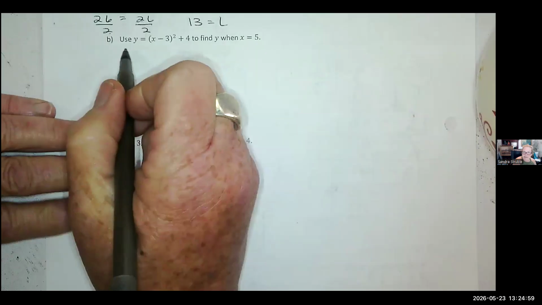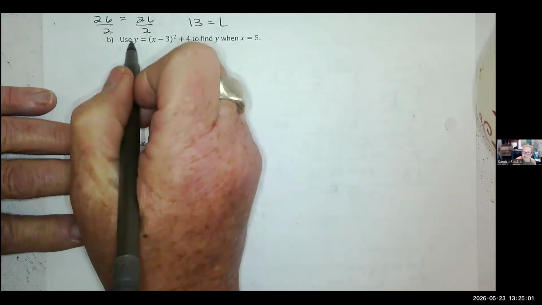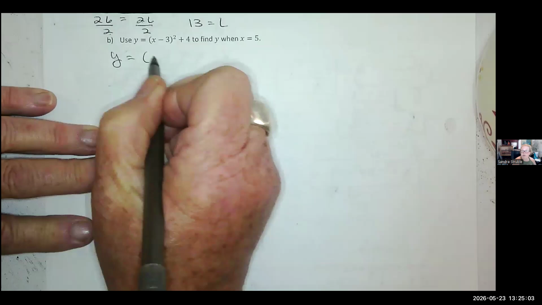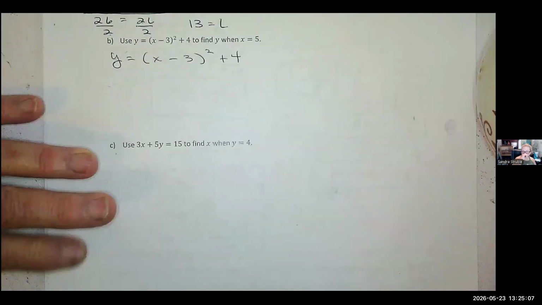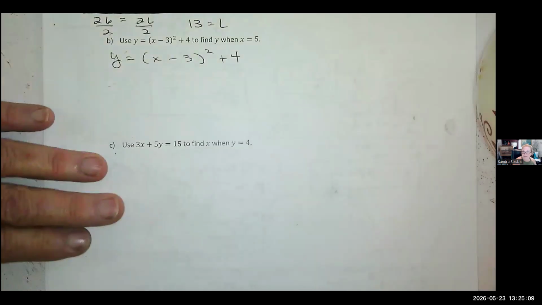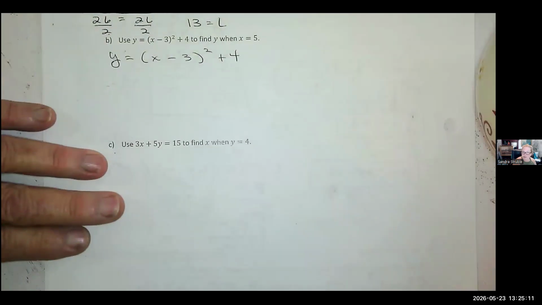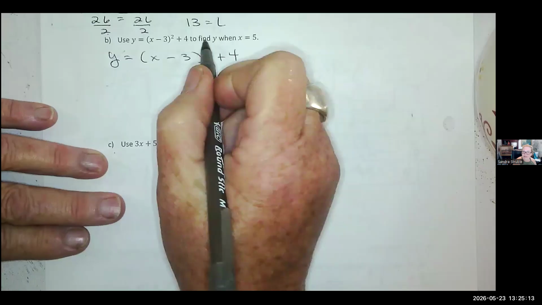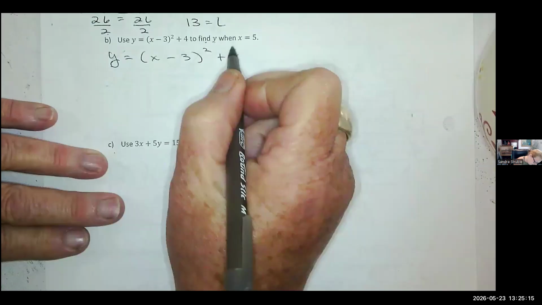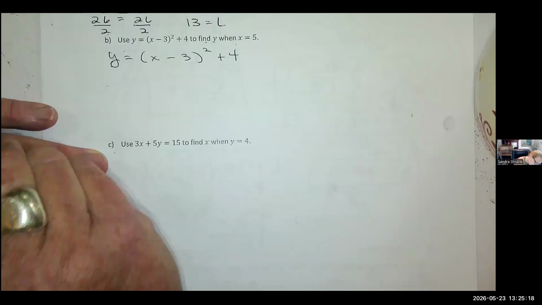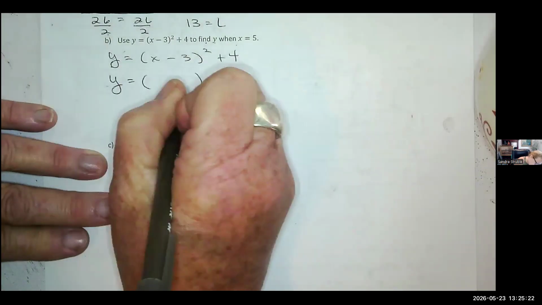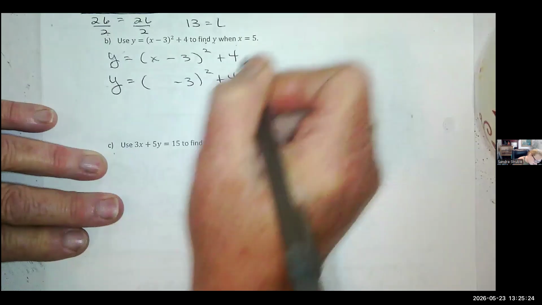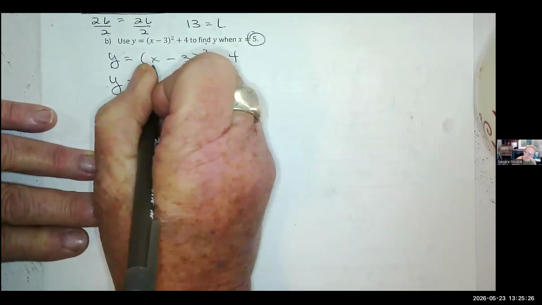We've got y is equal to x minus 3 squared plus 4. You're going to use this if you're going to do college algebra trig, which is math 1590. Now we're going to find y, it's already solved for, but when x is equal to 5. So where the x is, I'm going to write everything else, and I'm going to substitute 5 for my x. All we're doing. And now we're going to simplify.